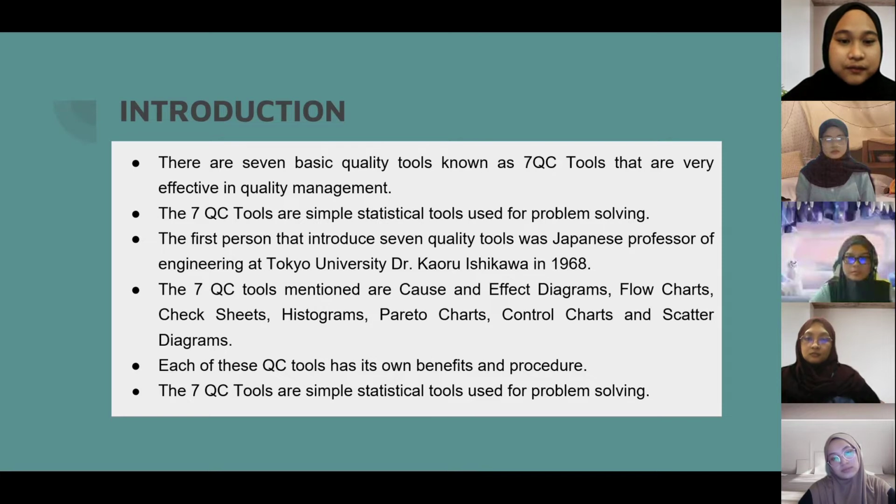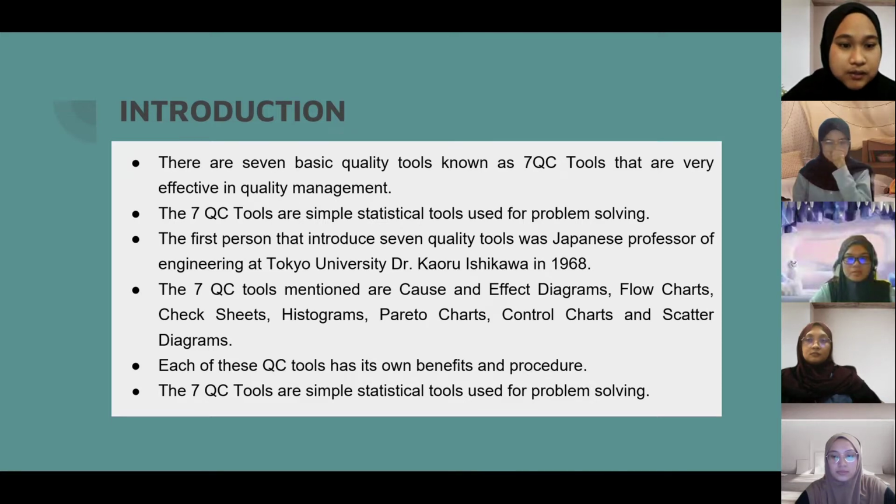Next we proceed with the introduction. Quality is a term commonly used to describe the end of a product. A product is said to be quality when it can function well, such as achieving the level of customer need and being able to produce optimum quality product. There is a procedure in meeting quality goals, and it is known as quality control. There are seven basic quality tools known as 7 QC tools that are very effective in quality management.